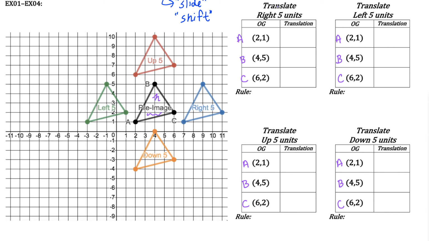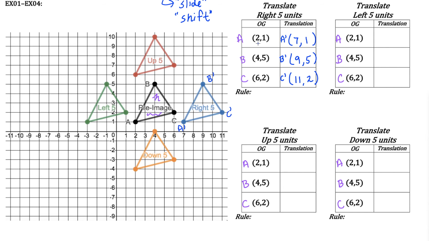So this first one says translate right 5 units. I'm going to use blue. So this was my A prime. This is my B prime. This is my C prime. A prime is 7, 1. B prime is 9, 5. And C prime is 11, 2.